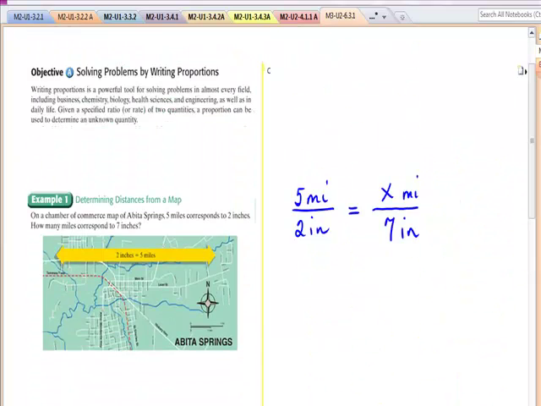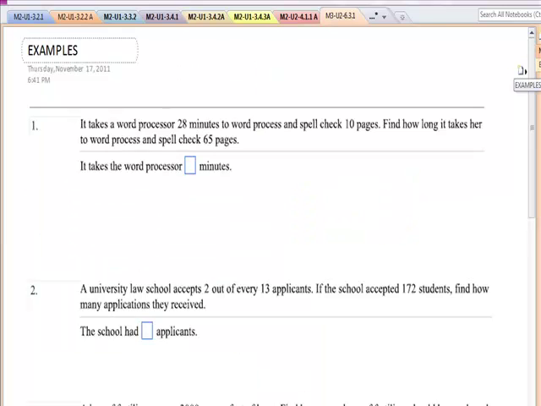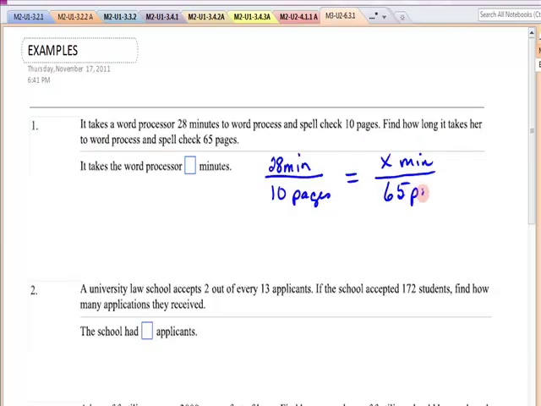Okay, so let's take a look at our problems. First one. It takes a word processor 28 minutes to word process and spell check 10 pages. That's a comparison. 28 minutes, 10 pages. Find how long it takes, okay, how long will be X minutes to word process and spell check 65 pages.